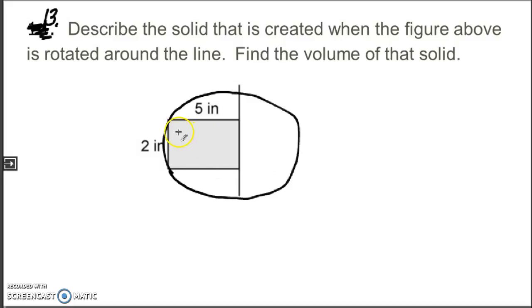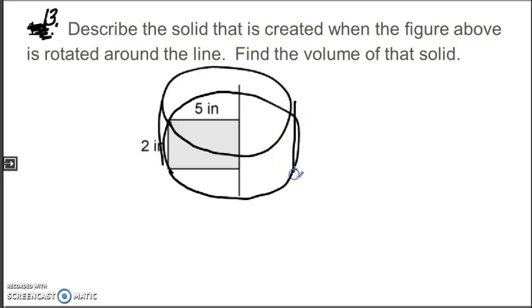The base is going to be a circle. Again, the top part is also rotating around here. And you'll see once it is created, it's going to be a cylinder. A cylinder that has a radius of 5 and a height of 2.